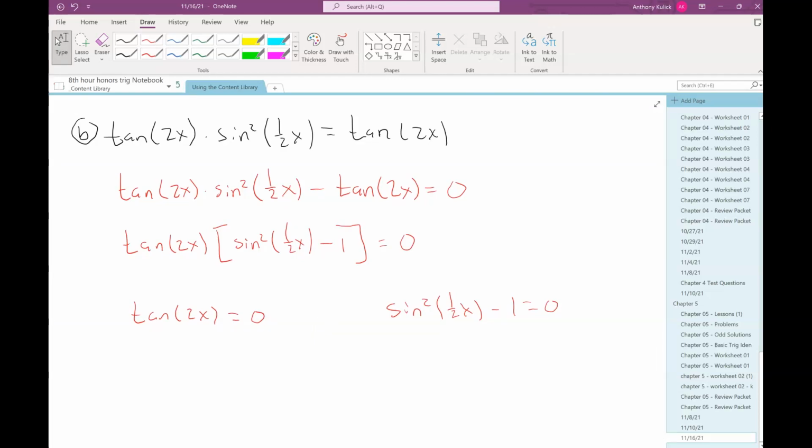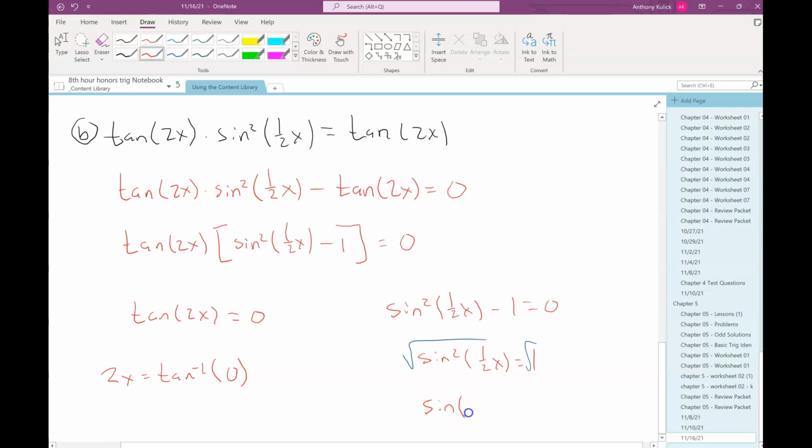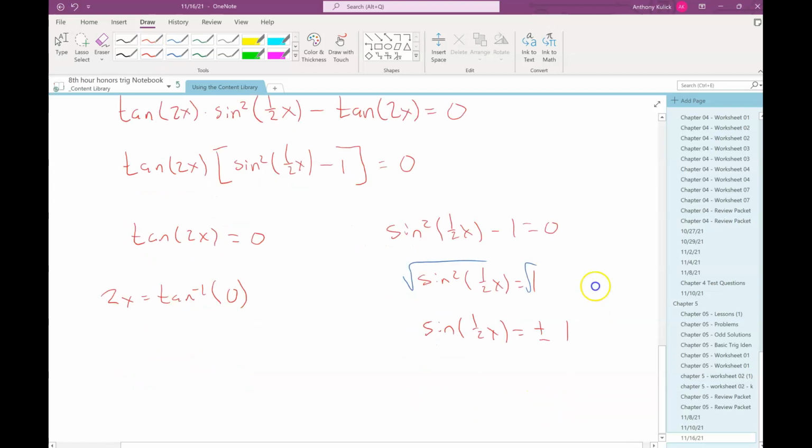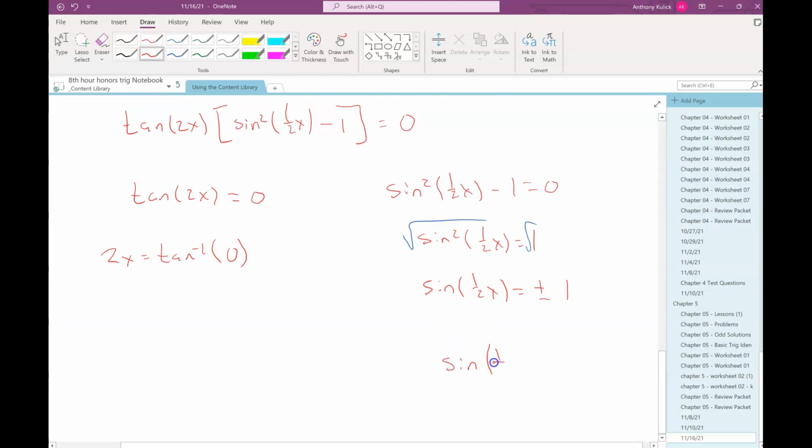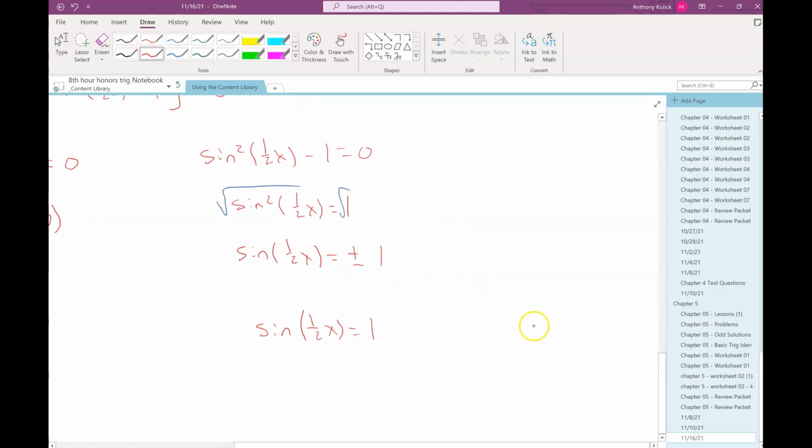Okay. Were we okay with how I got to here? Okay. So the first one, we'll just take tan inverse of both sides. The second equation over here, we're going to have to add 1 to both sides. Then we'll have to square root both sides. That gives us a plus or minus, so we have to split that. Right? And then we do the inverses to both sides of these.